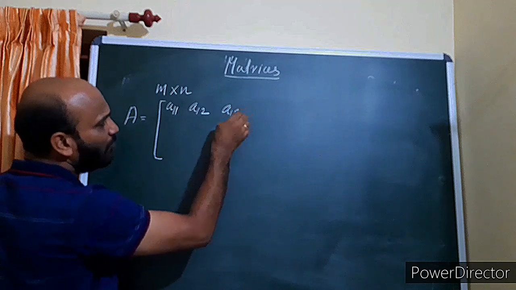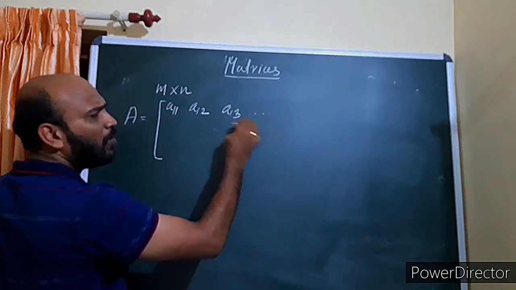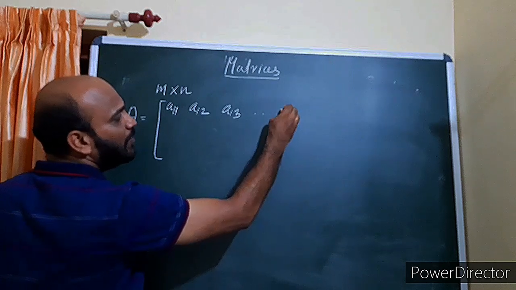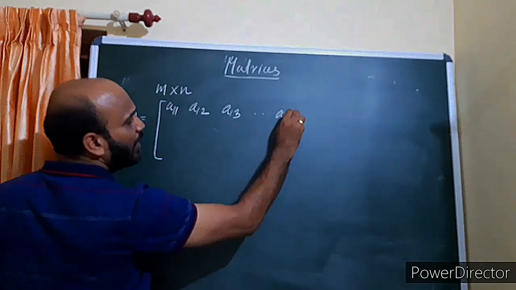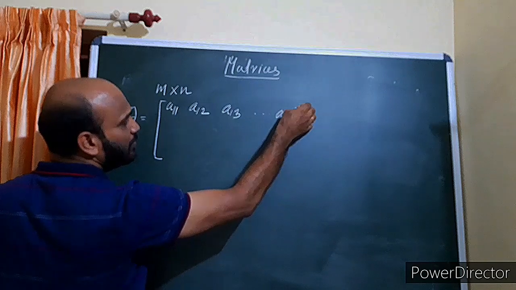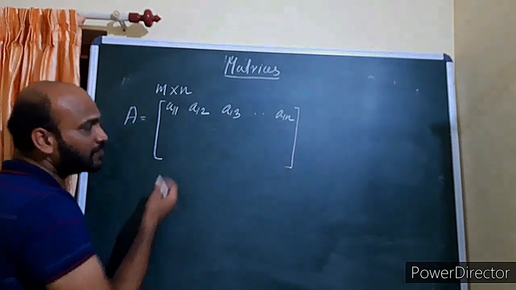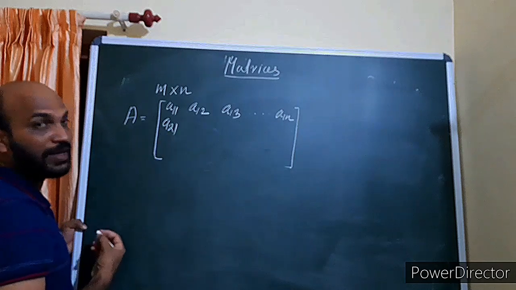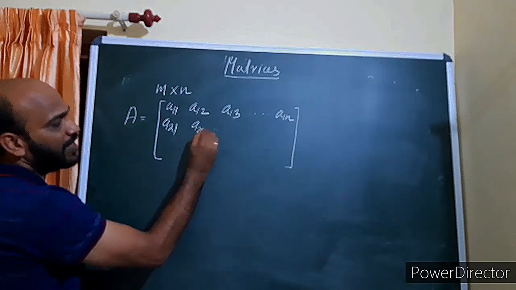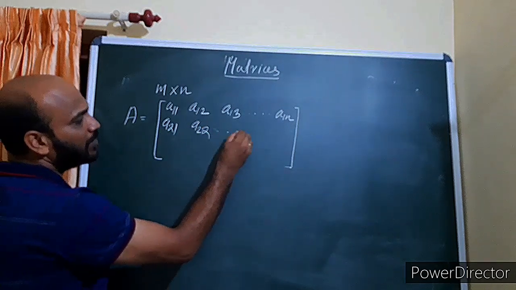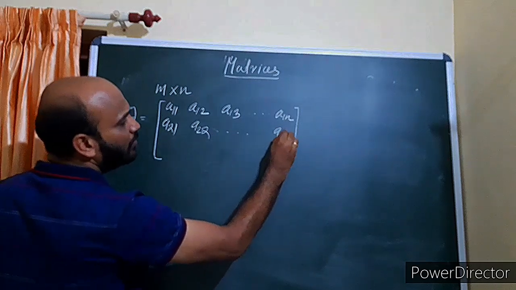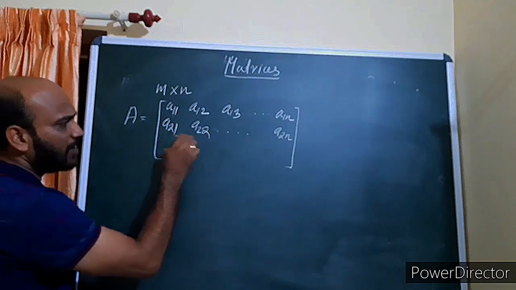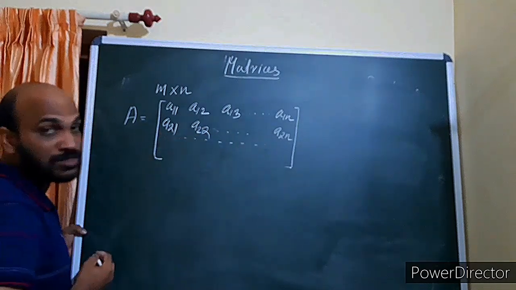Then this will be A13. We cannot write all elements, so we will put etc. And the last element will be the first row and nth column element. Second row: this will be second row, first column, A21. Second row, second column, etc. A2n. Etc. We can put. Last row.